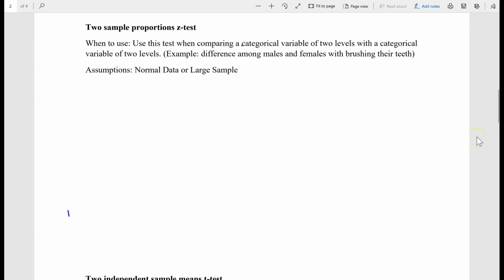In this video, we will talk about the two sample proportion z-test. So the first thing to know is, if I want to know whether I should use this test or not, how do I know? Well, you use this test when you have a categorical variable of two levels with another categorical variable of two levels, okay?